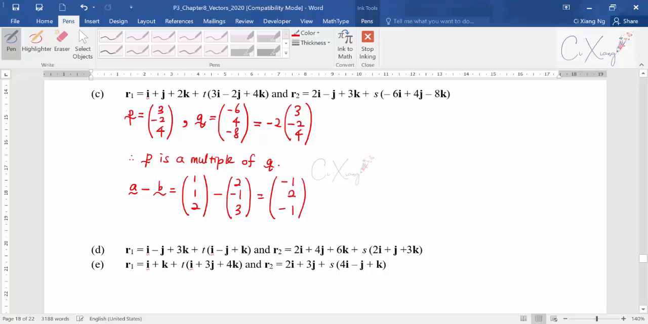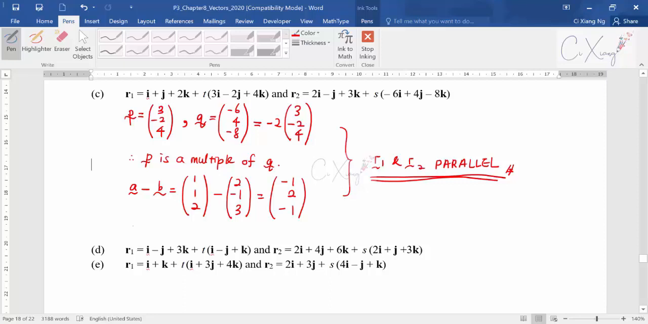You double check and see, very obvious, this is not a multiple of P or Q. So as a conclusion, you can just write R1 and R2 are parallel. When they are parallel to each other, you cannot find the angle between them. There is no angle between them. There's also no intersection point between them. So this is where we should stop. That's it.